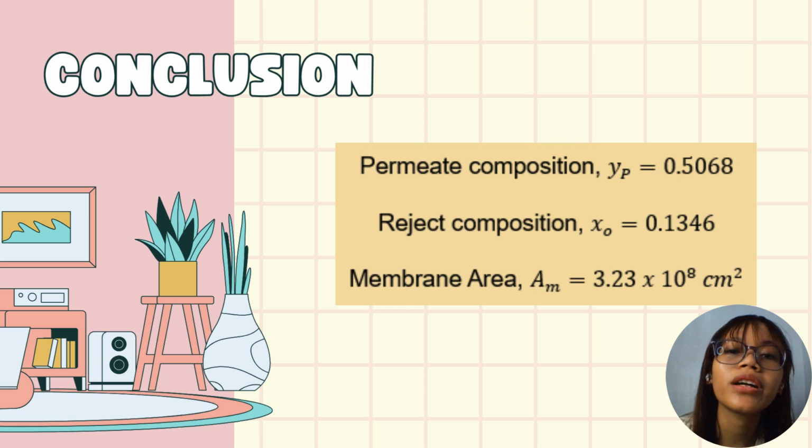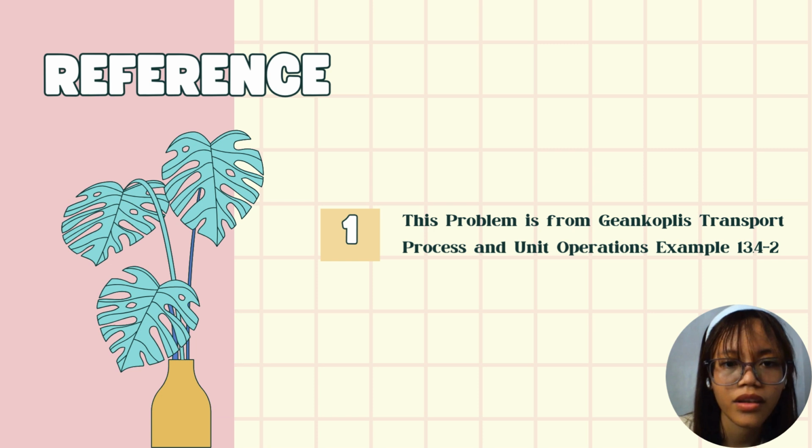So in conclusion, we're able to get a permeate composition of 0.5068, a reject composition of 0.1346, and a membrane area of 3.23 times 10 raised to the power of 8 centimeters squared. For reference, this problem is from Geankoplis Transport Process and Unit Operation, example 13.4-2.